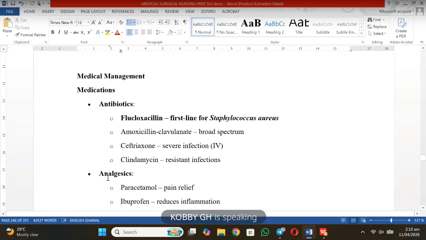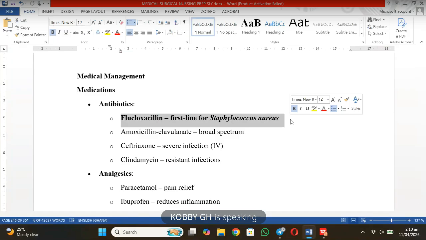Like I mentioned, this condition is also an integumentary system condition, a skin condition. We usually manage these conditions with flucloxacillin. Remember, for most integumentary system conditions, the first line treatment is flucloxacillin. Keep it in your mind that if a patient is having a skin problem, you want to recommend antibiotics. The first line they usually recommend is flucloxacillin. Okay, good.